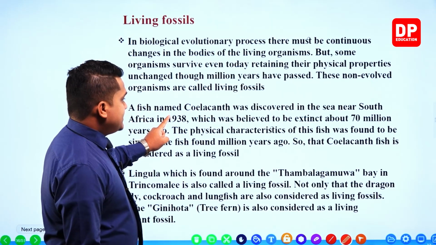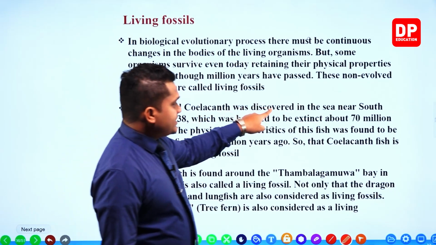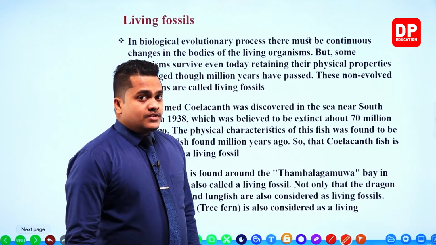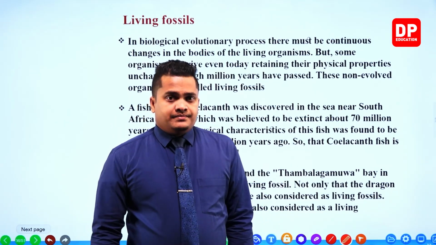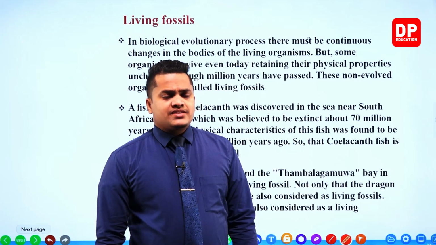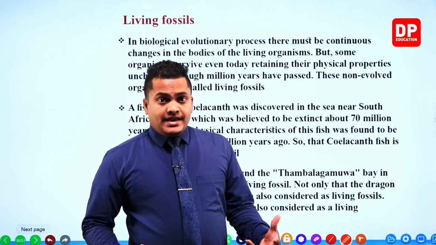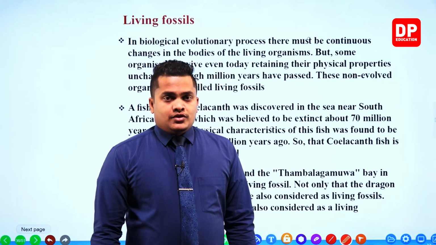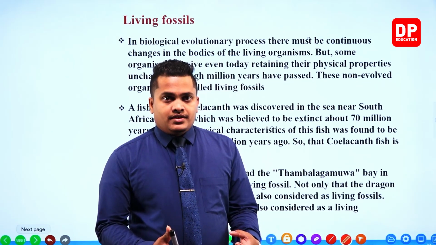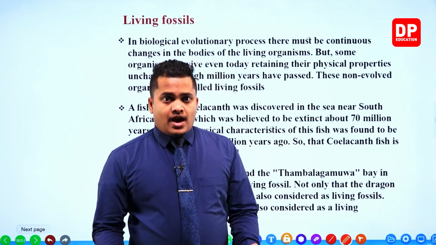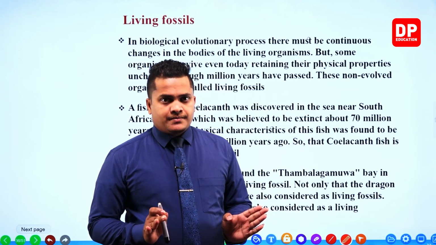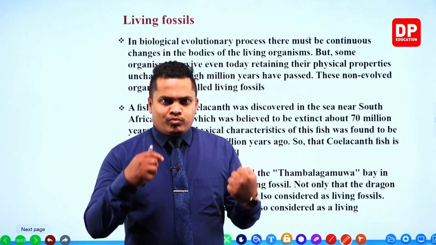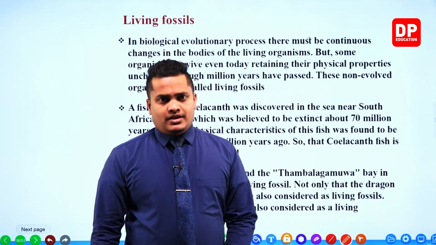A fish named coelacanth, right? Coelacanth was discovered in the sea near South Africa in 1938. Coelacanth was a fish that lived in the prehistoric era. It was assumed that it was extinct. But suddenly in 1938, this fish reappeared near South Africa. So this fish survived from that period till now without going through any change. Coelacanth can be considered a living fossil, my dear children, because their body structure is pretty much similar to the organism that lived in the prehistoric era.